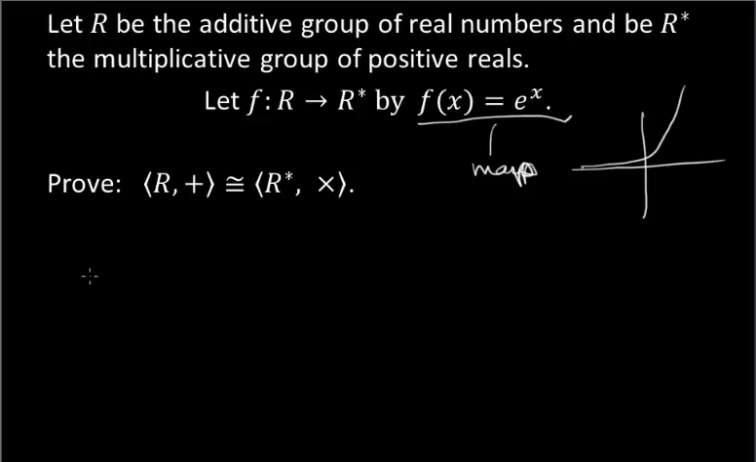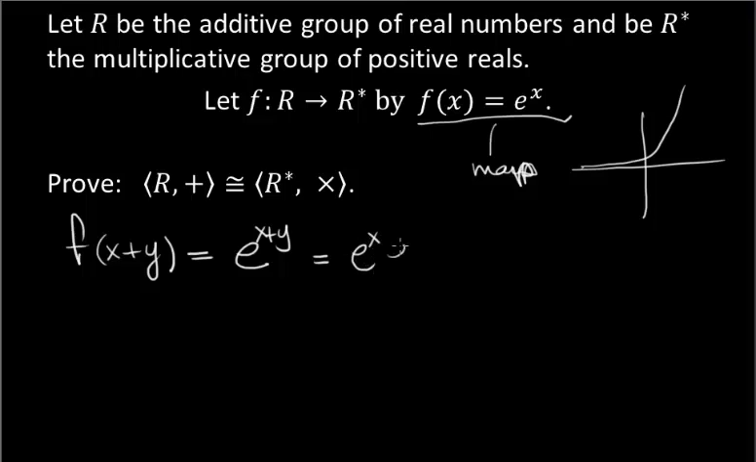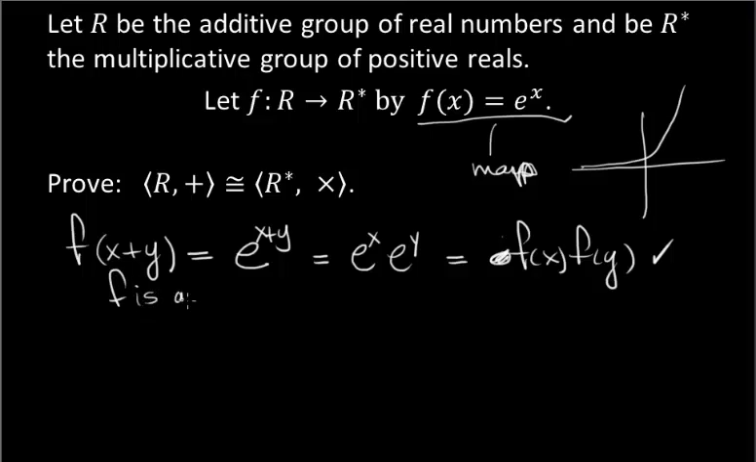Okay, so now R is under addition, so we need to look at f of x plus y. In this case, I use the operation because it's addition. So let's see, what will that be? That is e to the x plus y. And we know that that is e to the x, e to the y. We're just in the real numbers now. And sure enough, that's f of x, f of y. So we have shown that f is a homomorphism.